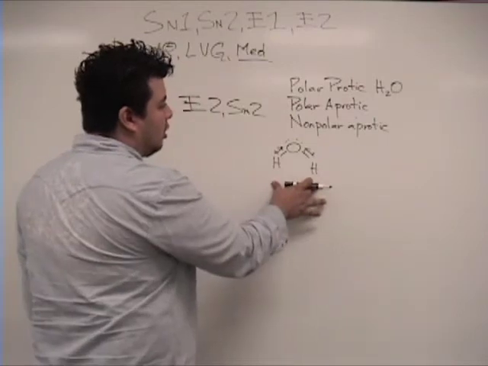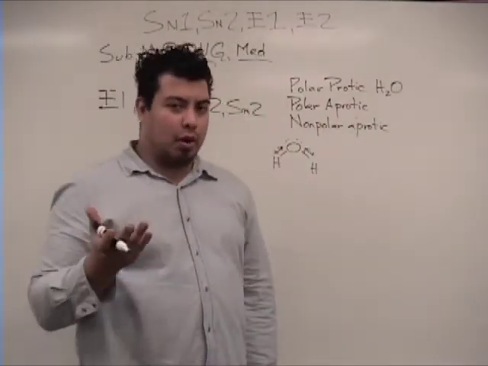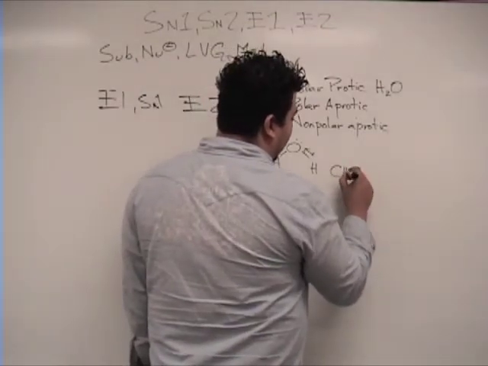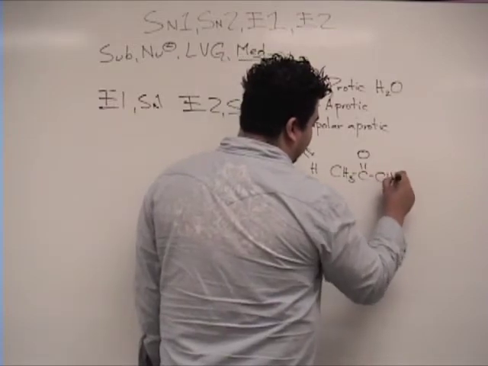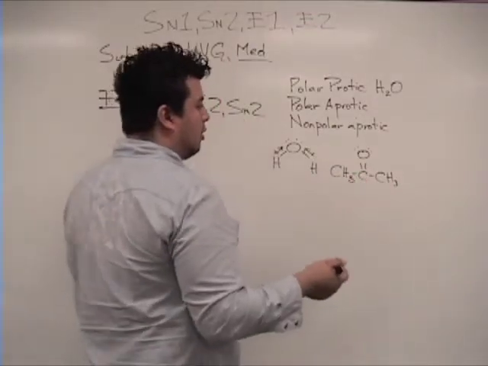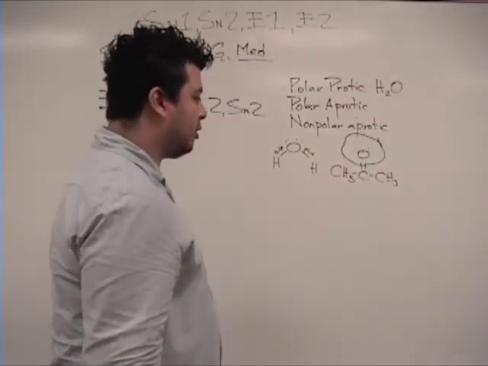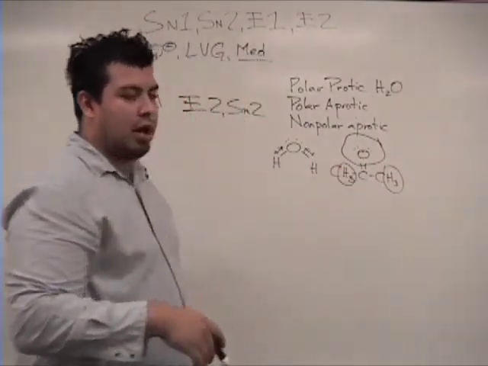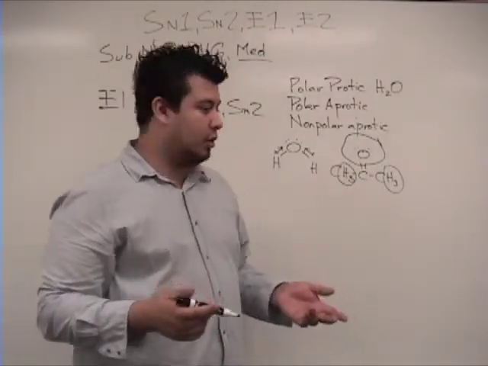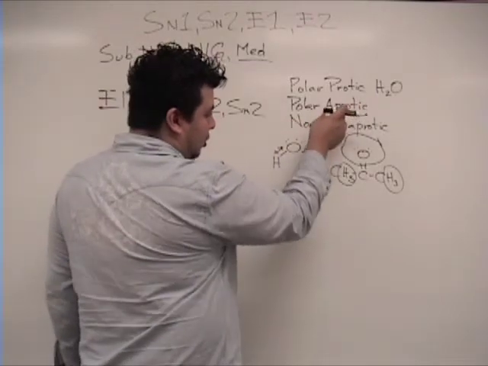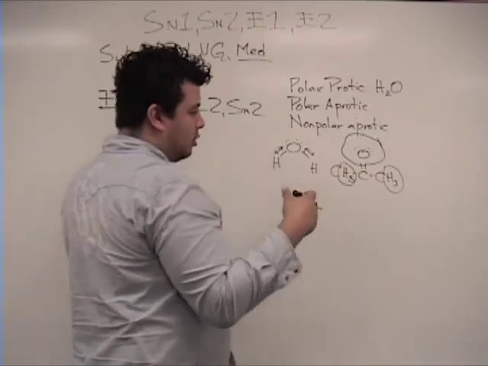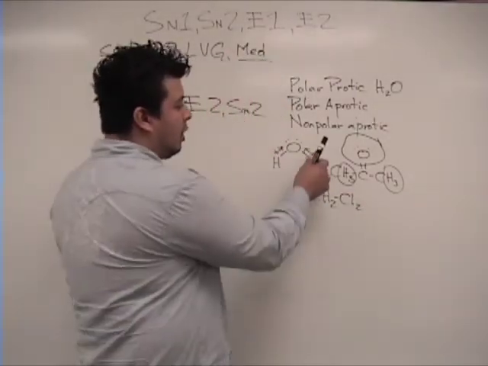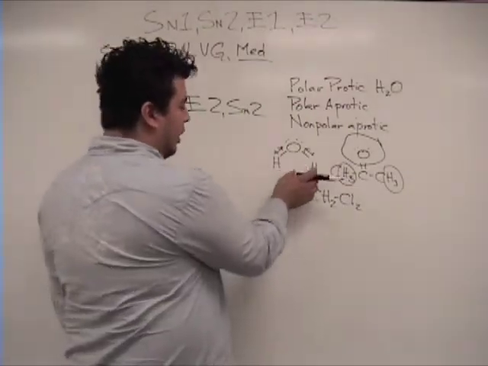So you have your polar protic, and you have your polar aprotic, which is a polar medium, but you do not have any hydrogens to donate. A good example would be acetone. So you have CH3, C double bond O, and CH3. This oxygen polarizes the whole molecule, but you do not have any H's attached to it. The bonds with the carbon are nonpolar, so these are not protons to donate. And then you have nonpolar aprotic, which could be something like CH2Cl2, which is nonpolar, so you do not have any H's to donate anyway.